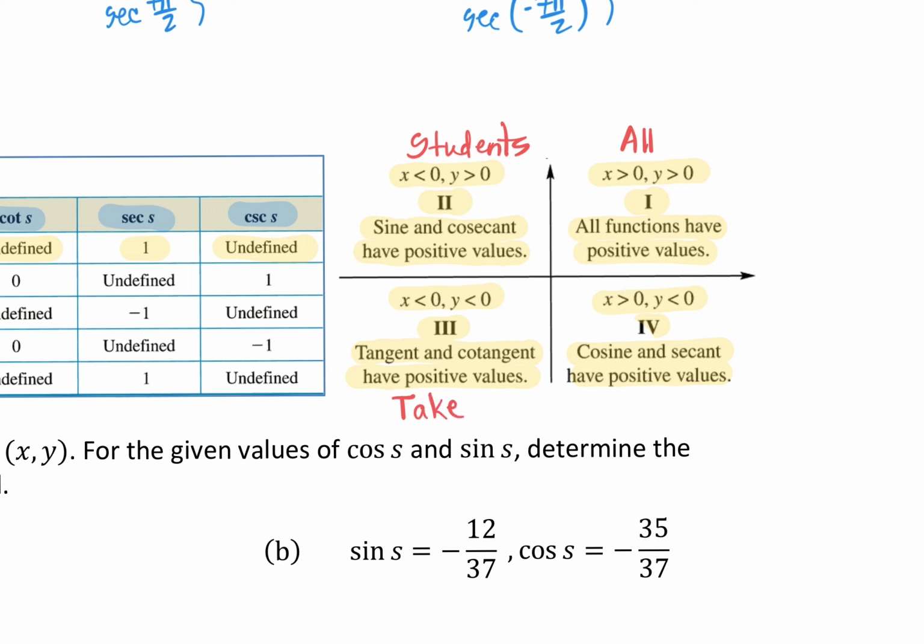Take. C is for cosine and secant. Calculus. So all students take calculus is a way to remember which trig functions are positive and which are negative. Again, all in quadrant 1, sine and its reciprocal in quadrant 2, tangent and its reciprocal in quadrant 3, cosine and its reciprocal in quadrant 4.